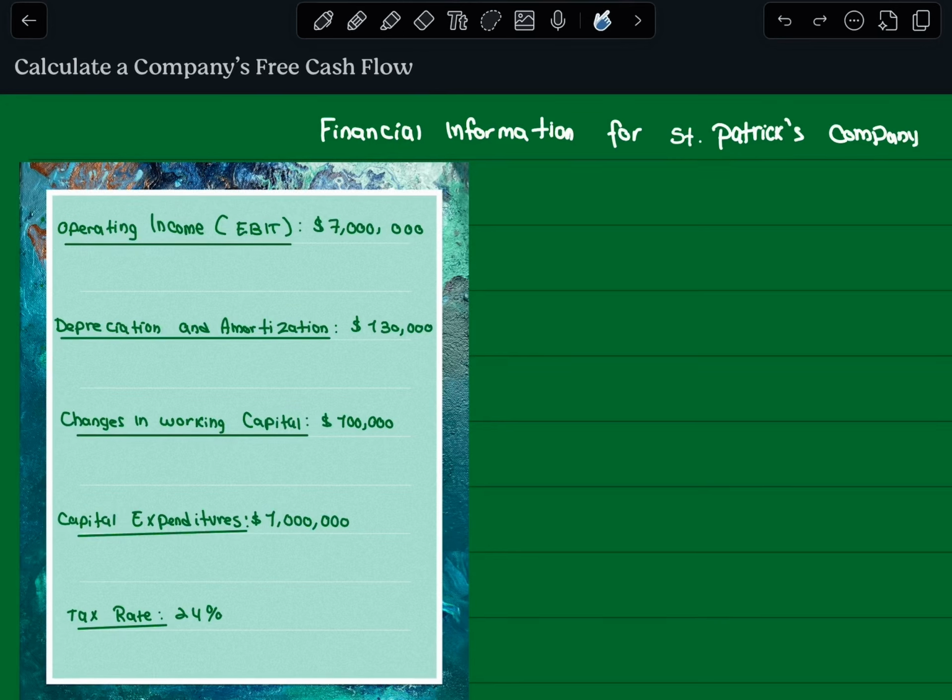Let's calculate a company's free cash flow. Free cash flow measures how much cash a company has left after paying for all operating and capital expenses.